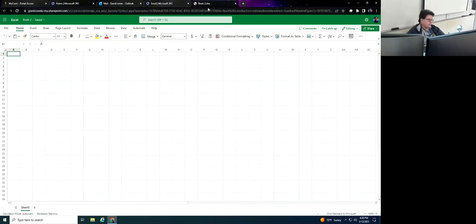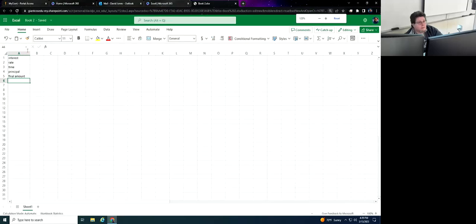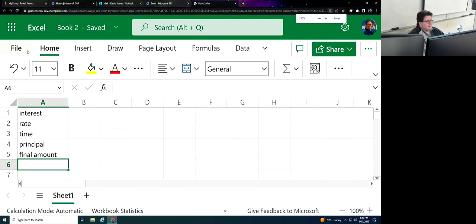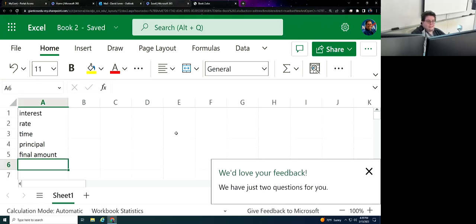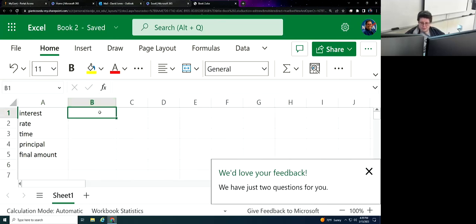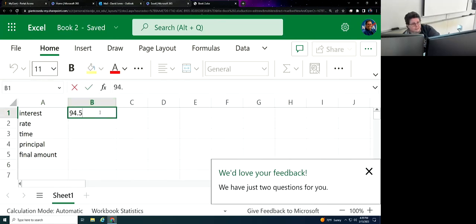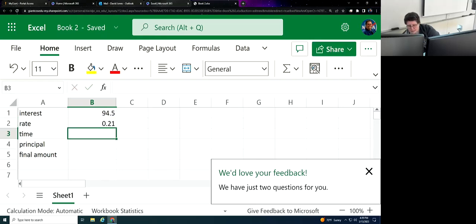So I got a sheet up here. I'm going to just label some fields. I'm going to call this interest. I'll call this rate, time, principal, which is one of the things we calculated, and amount, final amount. To help my visually challenged. All right, so for the interest, I'm just going to put in the values we were given. 94.50 was the interest. The rate was 0.21. Time was 0.5.